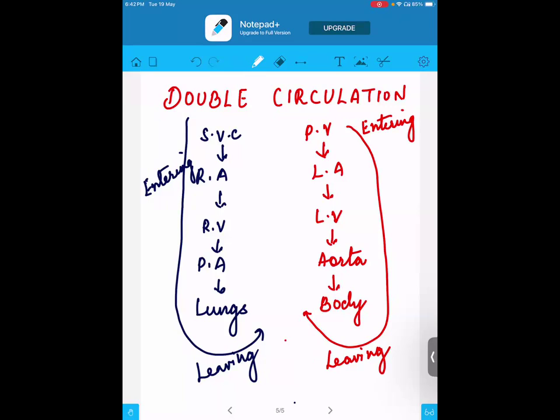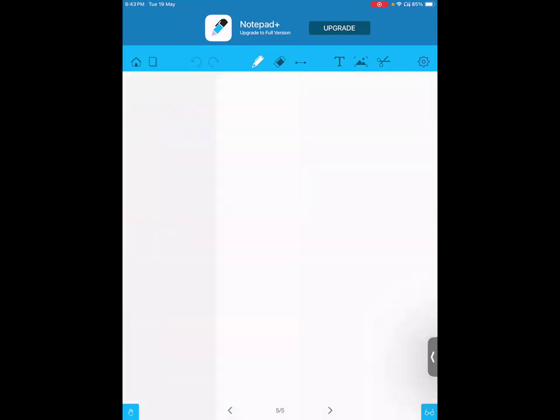So in the examination, they ask about this, why it is called double circulation. So you have to explain both things: that once the deoxygenated blood is entering the heart and then it is leaving the heart. Then the second time again it is entering the heart and then leaving the heart. That is why it is called double circulation.